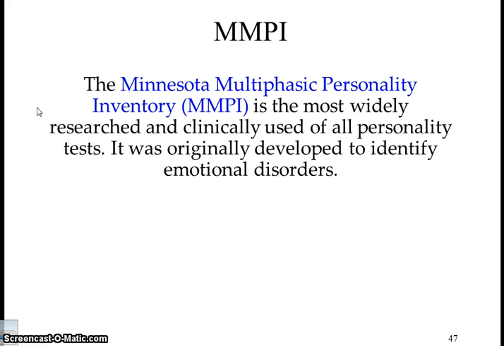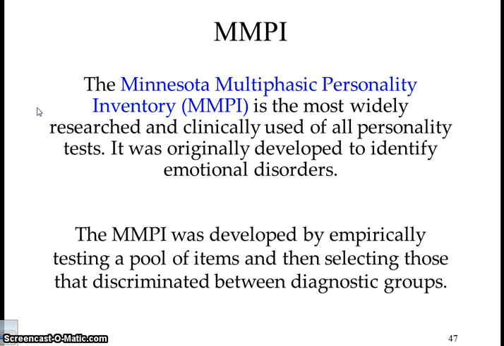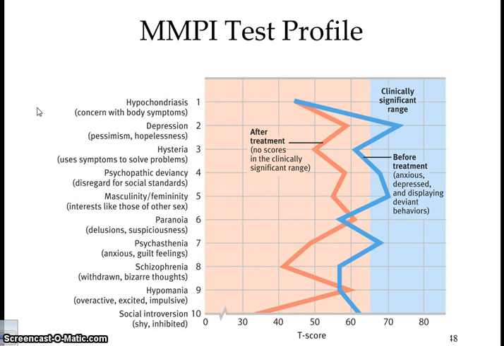Now the MMPI is another test that you need to know. It is widely researched, clinically used, and it tries to identify emotional disorders. Here's some of what it looks at, like hypochondriasis. Hypochondriasis is a somatoform disorder, and this means that there's nothing really wrong with the person. You run every medical test, but they still feel sick. A hypochondriac is someone who will go to 10 doctors, and all the doctors will say they don't have the flu, but they still think they have the flu. Depression, hysteria, all that stuff. This is what the MMPI will diagnose.